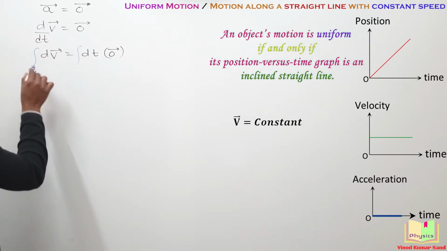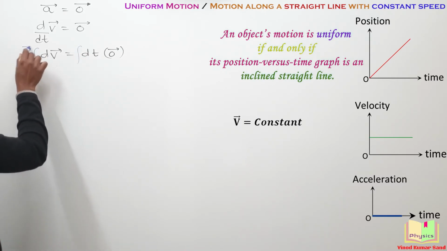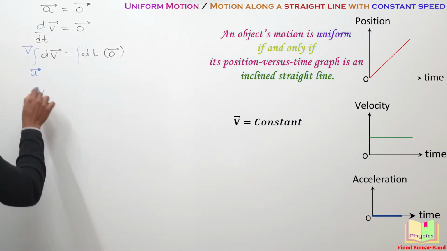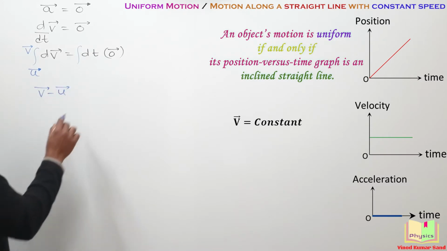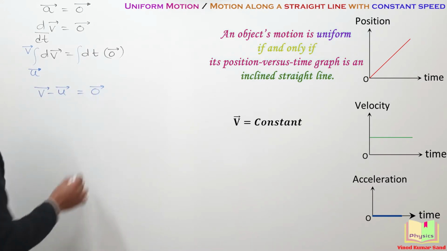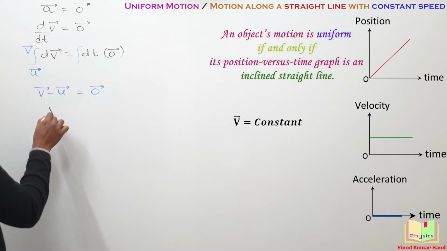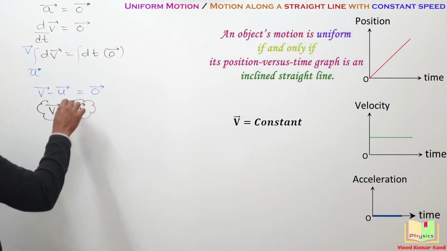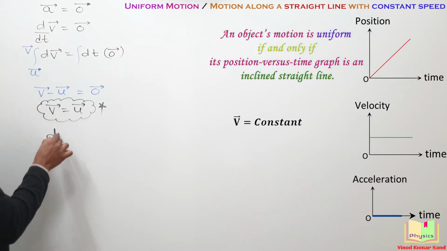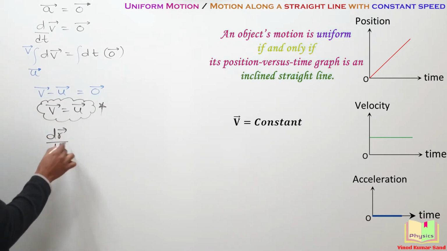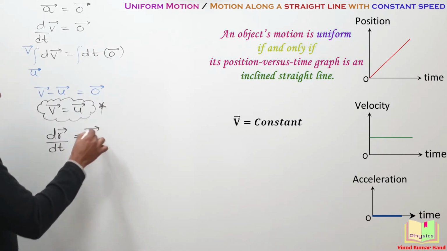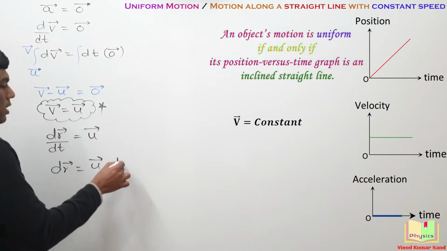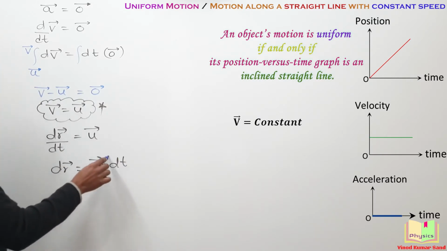The initial velocity vector is written as u vector, the final velocity vector is written as v vector, and then it will become v vector minus u vector is equal to null vector, or we can say that v vector is technically equal to u vector. This v can be written as the rate of change of position is equal to u. Let us simplify it further, dr equals u dt, and now we can again integrate it.